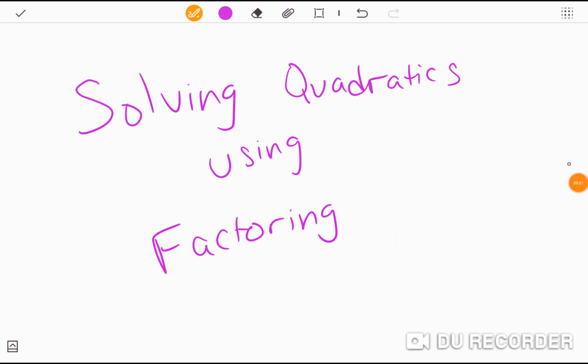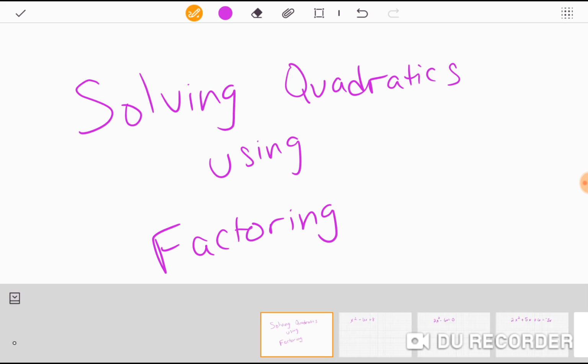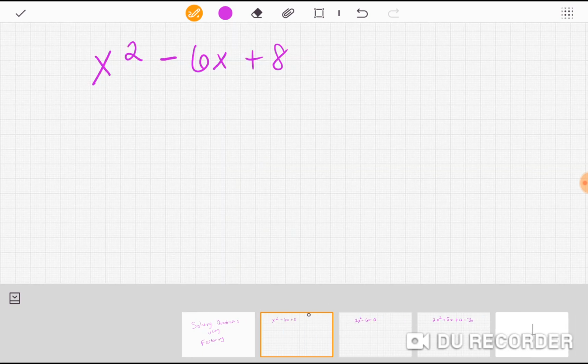Hey everybody, I wanted to introduce you guys to our lesson for the week, solving quadratics using factoring. Now this sounds really scary, but it's actually not that bad, especially if you watch the video that I made about factoring. This is really the same exact thing with one added step.